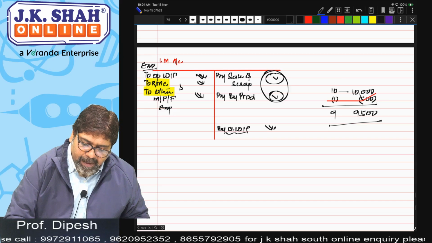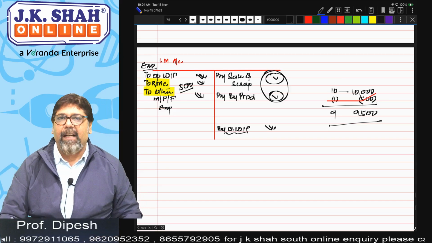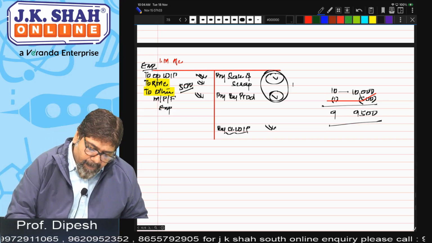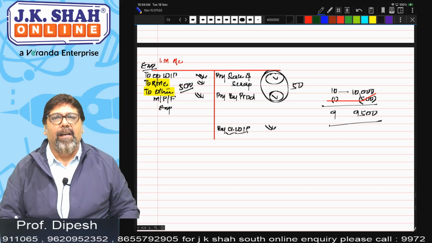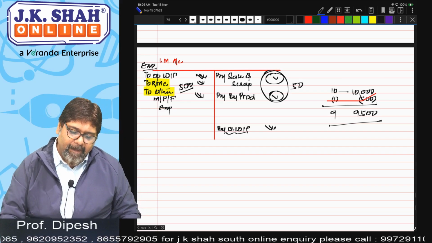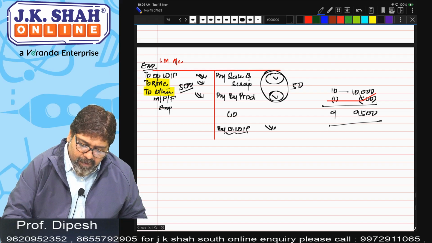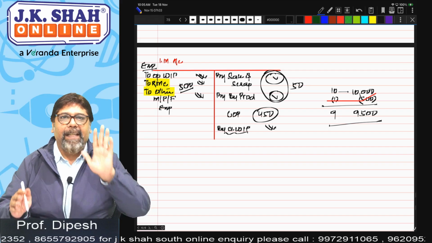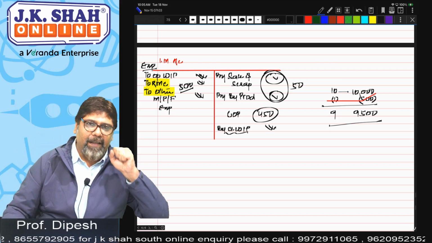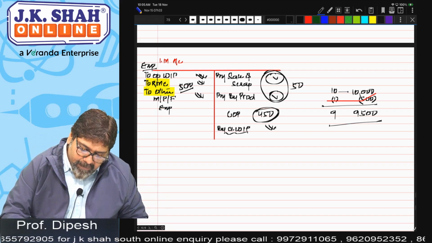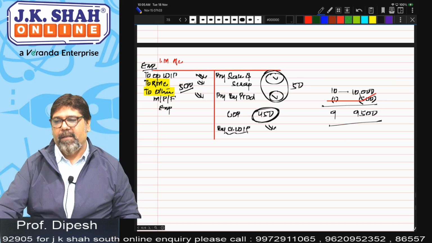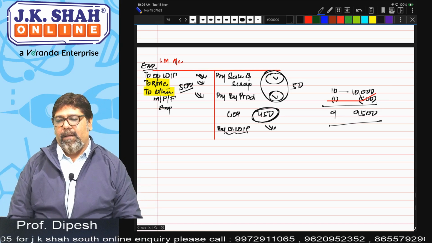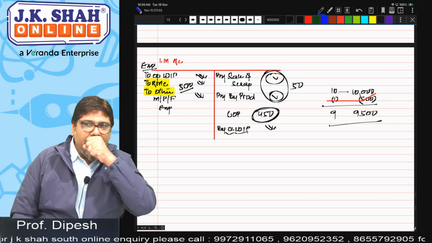Suppose I have spent 500 rupees on raw material and manufacturing expenses, and 50 rupees I have earned from sale of scrap and production. Then I will say my cost of production is 450. Is this clear? So the debit side has expenses, the credit side has reduction of expenses. The balancing figure is the actual cost of production.